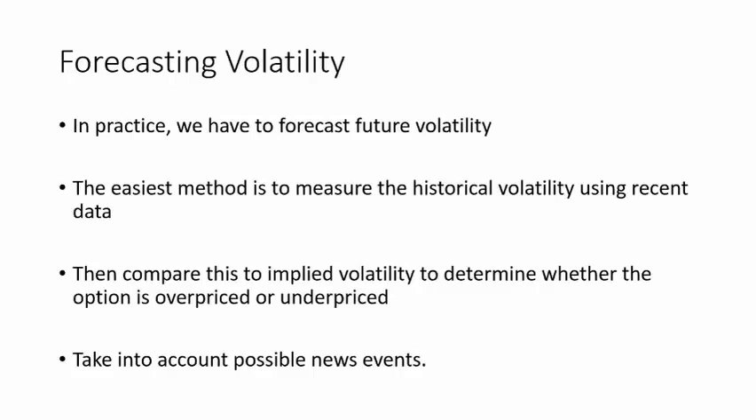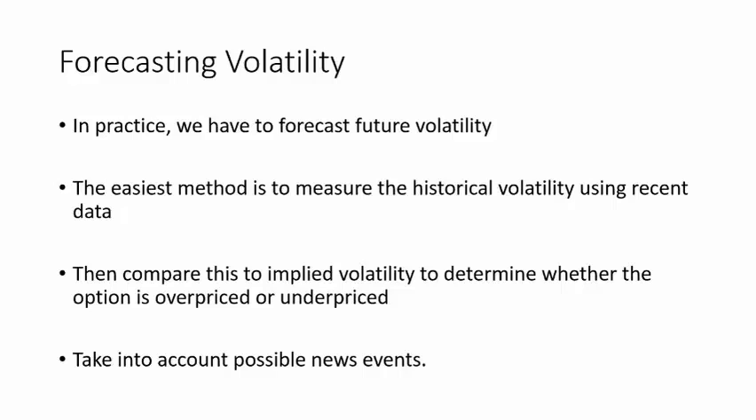So instead, what we need to do is forecast the future volatility. Remember, the option will be overpriced if the implied volatility is bigger than the actual volatility. But that actual volatility is not known ahead of time. It's going to be realized over the life of the option. Over the next 30 days, we'll see what actual volatility is, but we don't know what it is beforehand. So what this means is that you have to forecast volatility. You have to compare implied volatility to your forecast of future volatility.